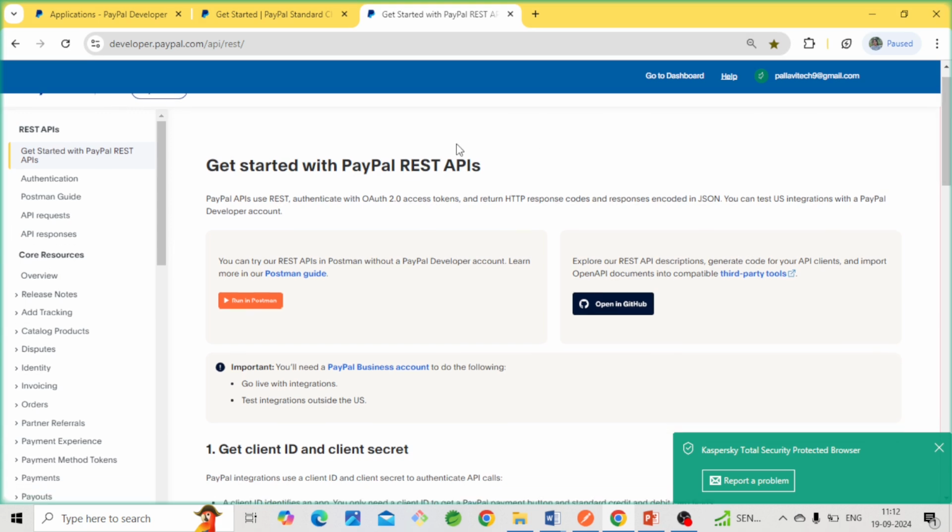Here in these REST APIs, if you observe, get started with PayPal REST APIs. Here we are on this REST APIs page. The PayPal API uses REST, which means the PayPal API uses the REST standards.